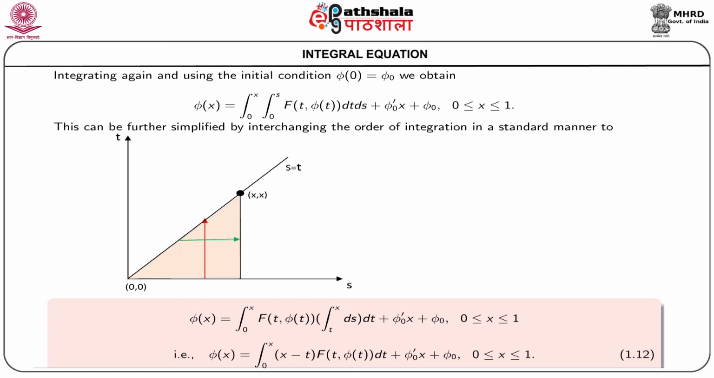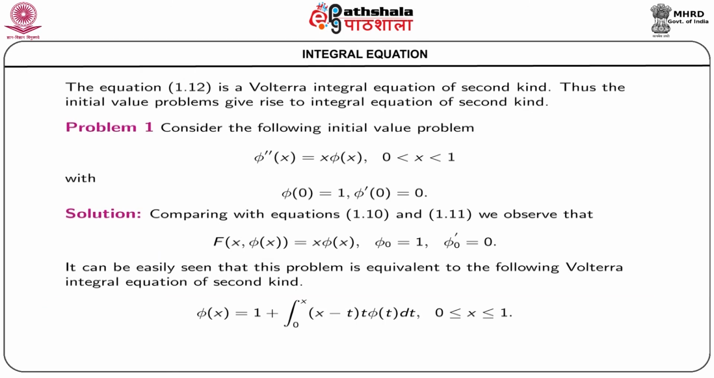In this equation 1.12, phi(t), the unknown function, appears under the sign of integration. The range of integration we see is from 0 to x. So the upper limit of integration is variable, and phi(x) also appears free from the integral sign. So this is a non-homogeneous Volterra integral equation of second kind. So we see that initial value problems give rise to Volterra integral equations of second kind.